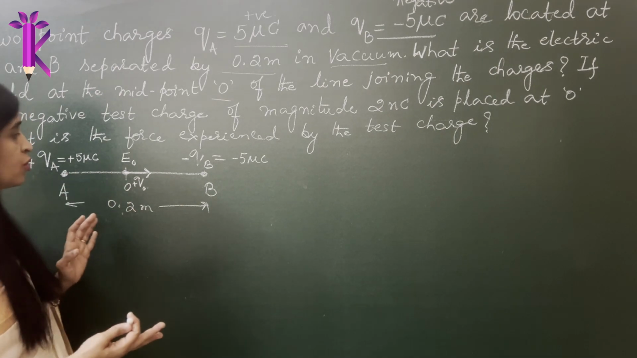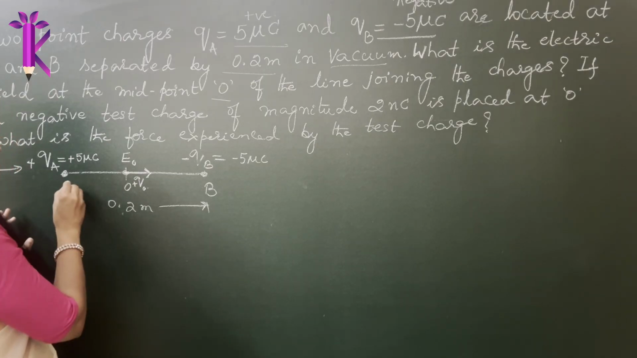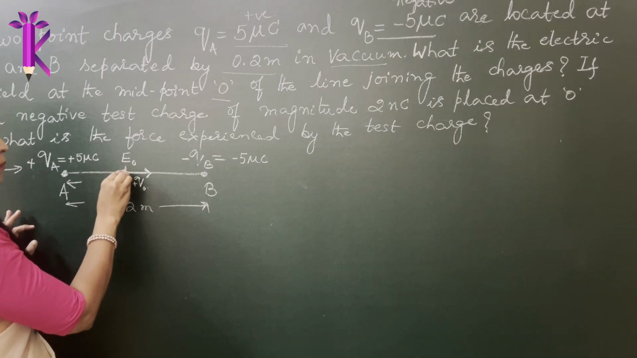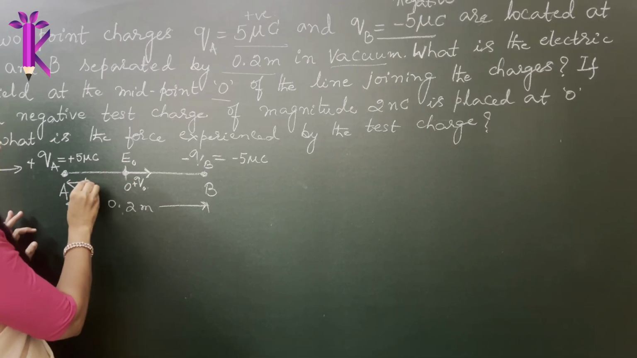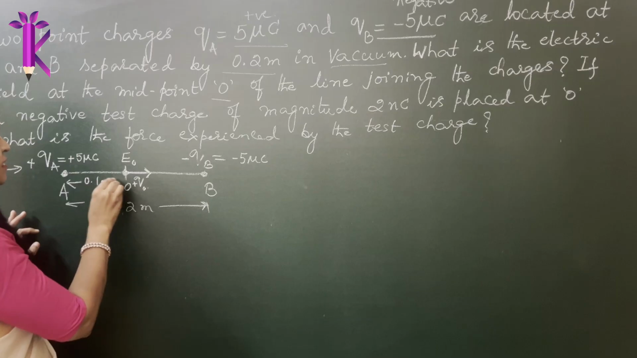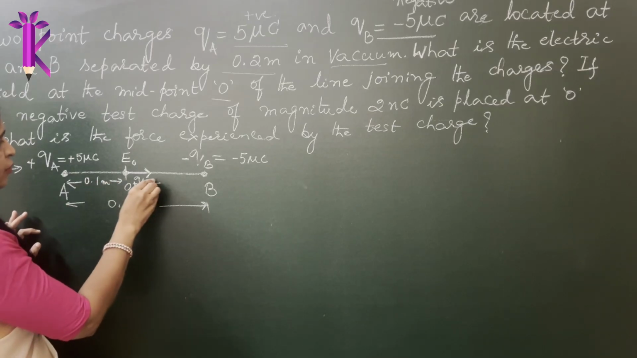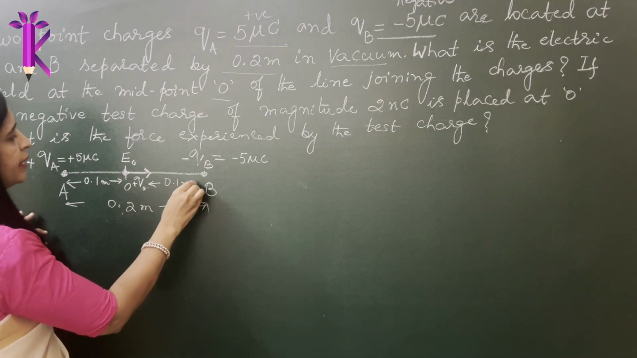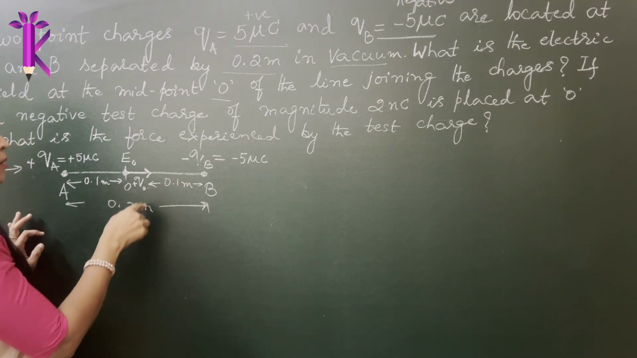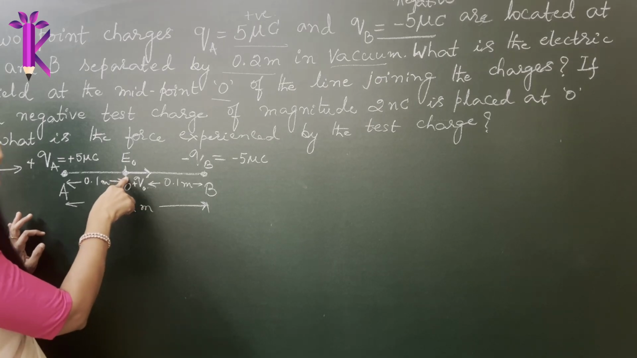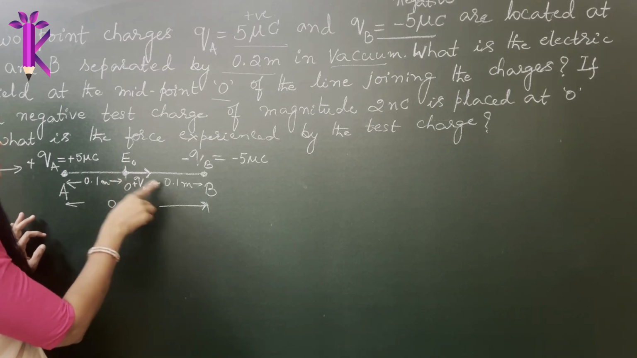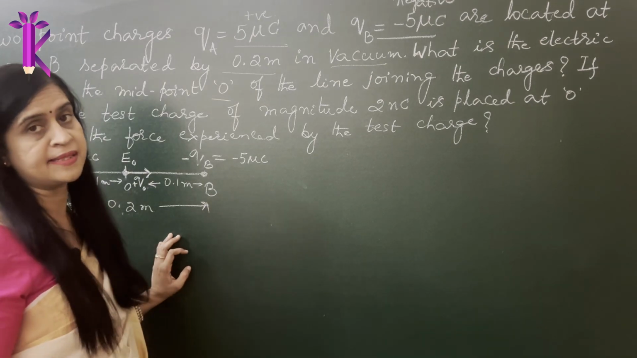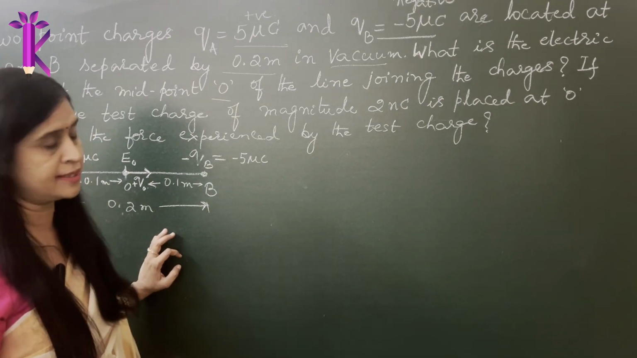How do you get to know that? No, it won't be, because it will be the same. The test charge is placed exactly at the midpoint, so the distance from A to O is 0.1 meter, which is half of 0.2, and this is also 0.1 meter because it is half of 0.2 meter. So the distances are the same, the magnitudes of charges are the same, only the difference is just the minus sign. One is attraction and another is repulsion.